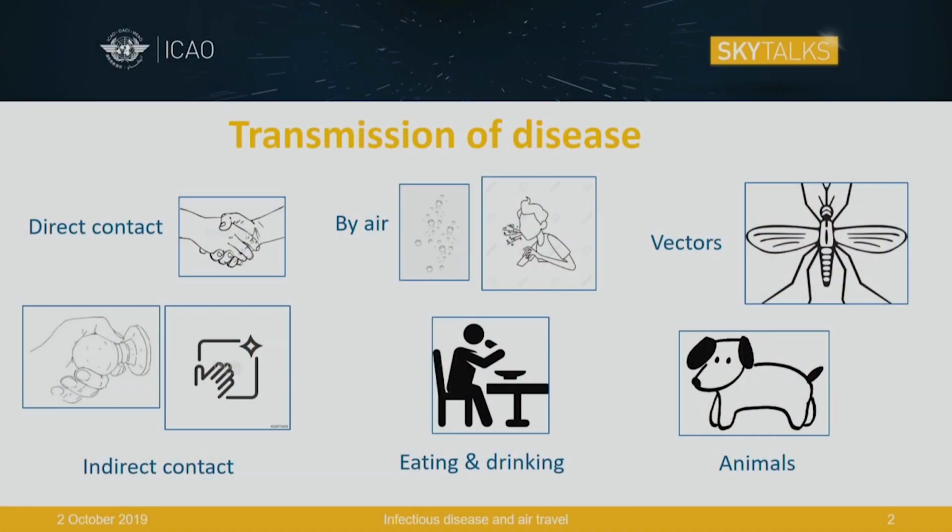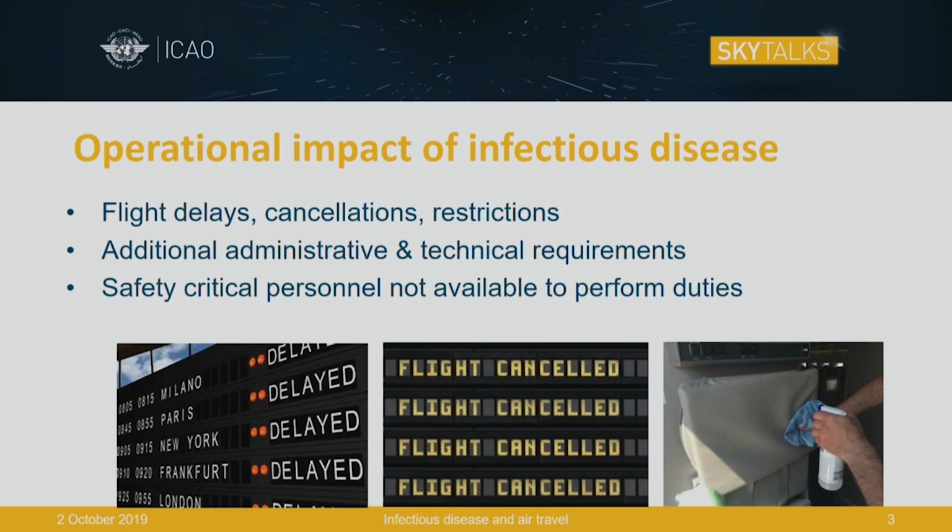Transmission of disease. A very quick reminder of how disease gets transmitted. And all of these can be transmitted in the aviation environment, just in case you wondered, animals too. What is the operational impact of infectious disease?